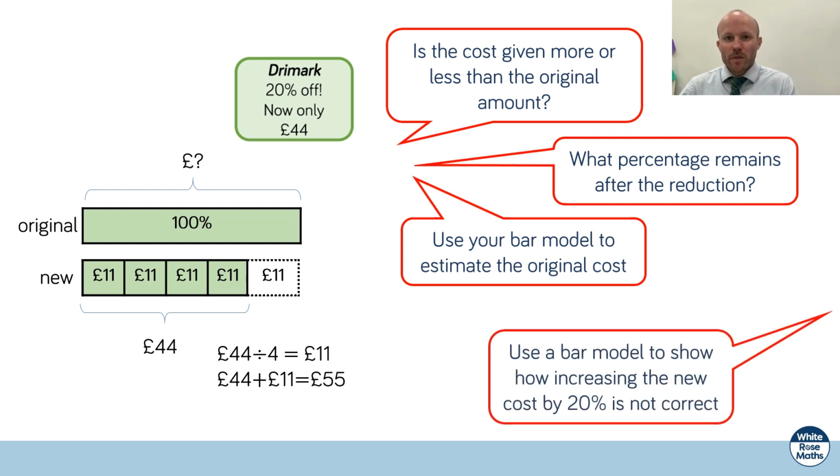One of the other misconceptions that comes up a lot with reverse percentages is just finding 20% of 44 and then adding it on. Why not ask students to use a bar model to show how that would not get you the correct answer?